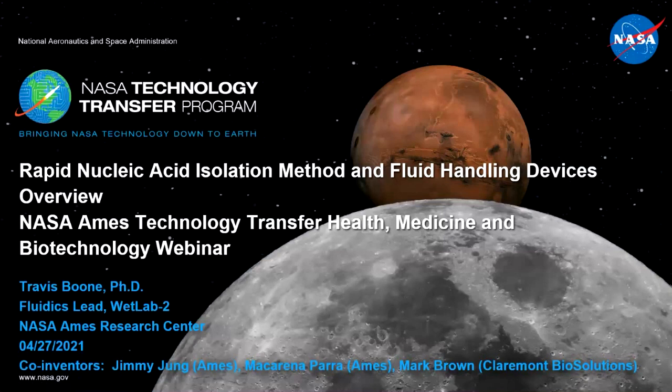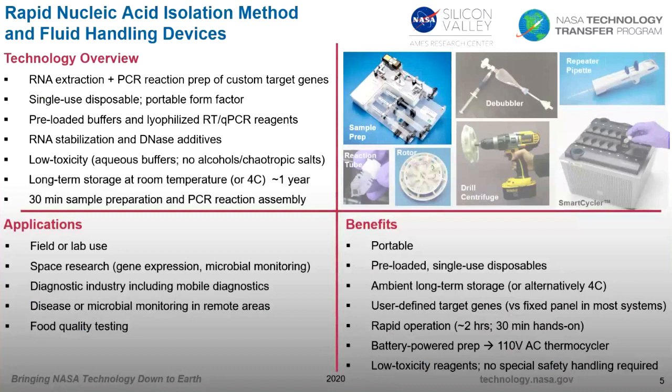So this patent was generated through our Wet Lab 2 project, where we make payloads for the International Space Station to do biological experiments, specifically RNA expression analysis. The co-inventors on this are Jimmy Jung from Ames and Macarena Pera, and also from Claremont Biosolutions, Mark Brown. So next slide, please. I'm just going to zoom into each quadrant here of the quad chart so you can see it better, and I'll explain a bit more. So next, please.